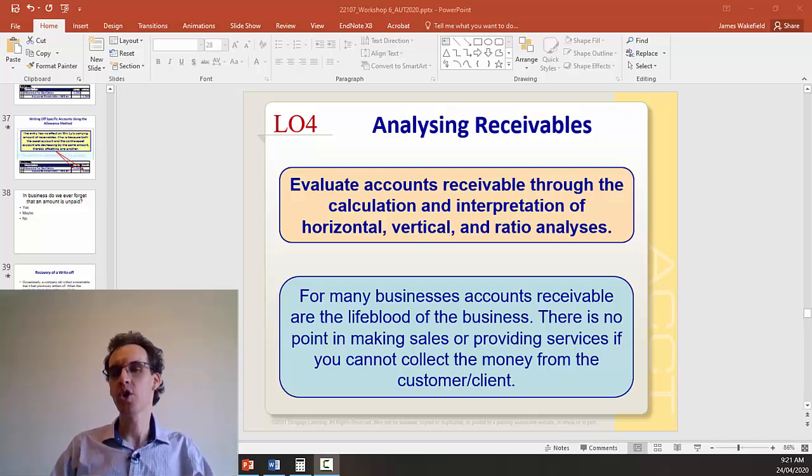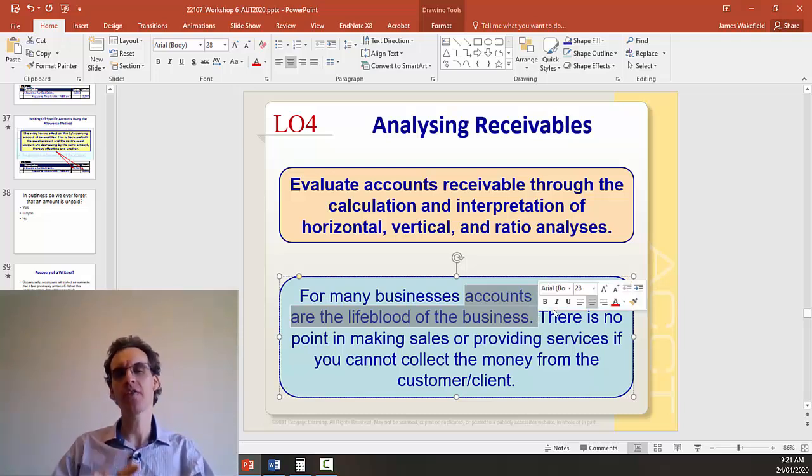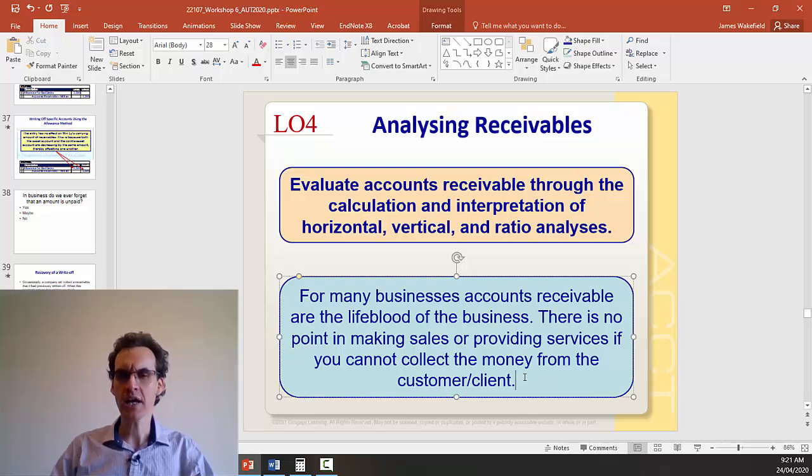Let's now have a look at learning objective 4. We've now looked at how to account for receivables. Let's have a look at how effectively businesses manage receivables. As I mentioned earlier, receivables are the lifeblood of many businesses. Many businesses depend on their ability to offer their customers credit in order to close a deal and generate sales revenue. So accordingly, we need to evaluate how well they manage that overall process.